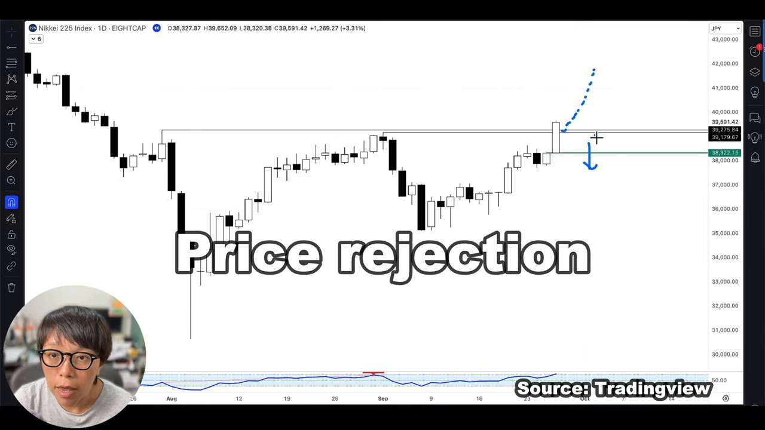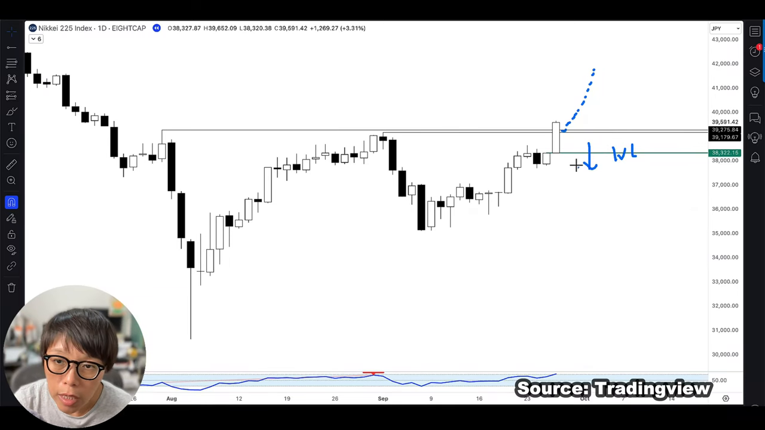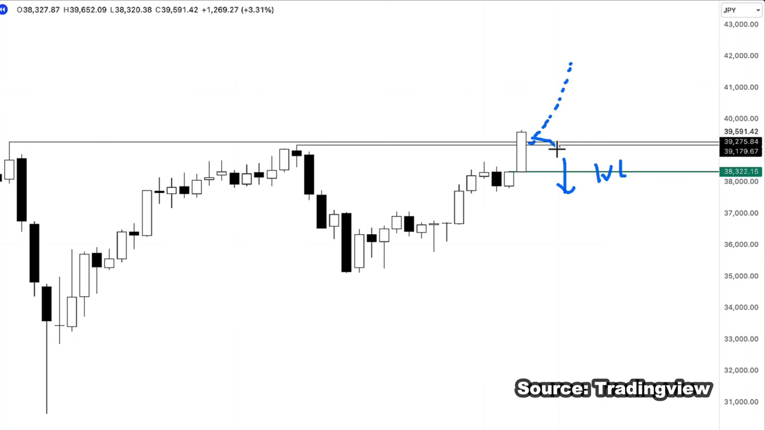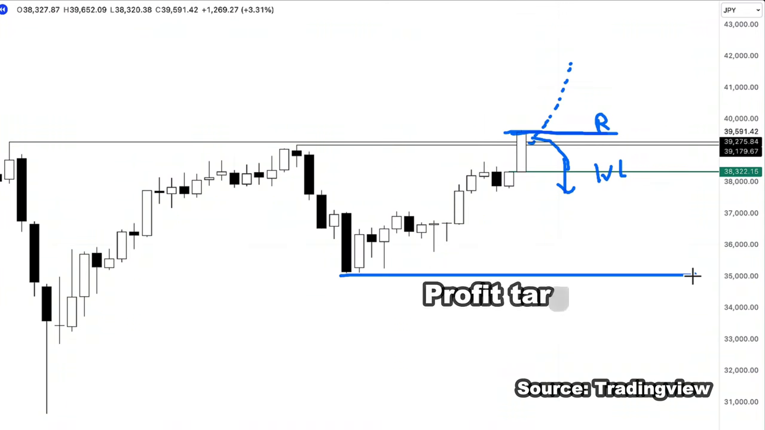We want to see that price is heading back into this wash line here so that we can take a short. So if we were to take a short, this would become our risk. That means any price that's above this high level here would render this short wrong. But you look at the amount of space underneath, that is the minimum, which is potentially our profit target.